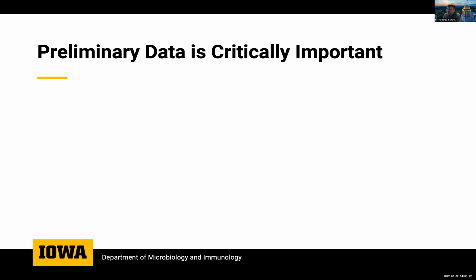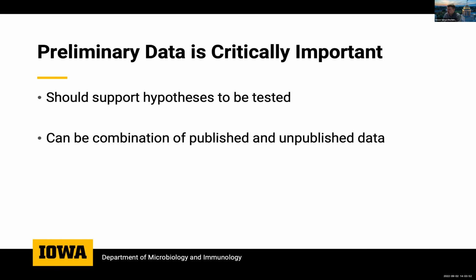Providing strong preliminary data is critically important to any successful grant application. If you don't have sufficient preliminary data to support your application, it's likely to be unsuccessful. The preliminary data that you provide should support the hypotheses to be tested. They should lay the groundwork for what you want to study, and you want to make sure that they relate to your aims and your central hypotheses.